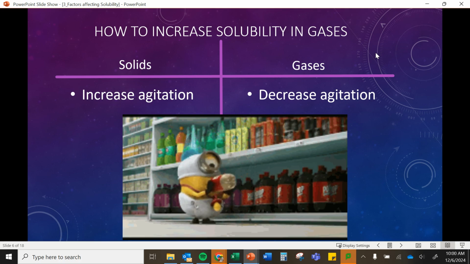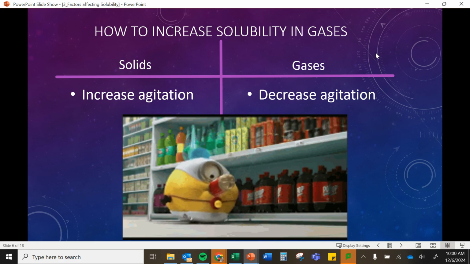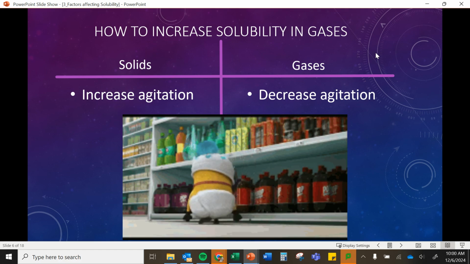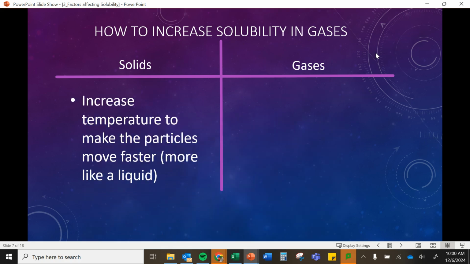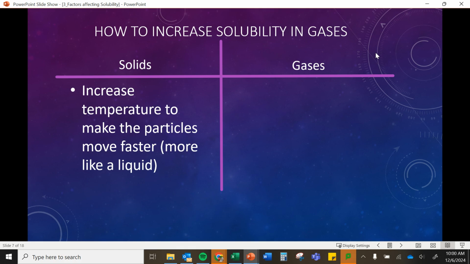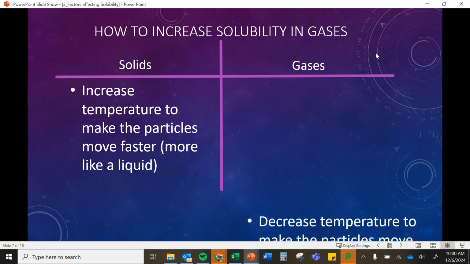Okay, and you can think about if we shake up a soda, what's going to happen? The gas leaves the solution as bubbles. So that means that gas is coming out of the solution and it's decreasing its solubility. Okay, for solids, we're going to increase the temperature and it's going to make it more soluble because the particles move faster. It's making it more like a liquid and it's able to interact faster and dissolve faster.